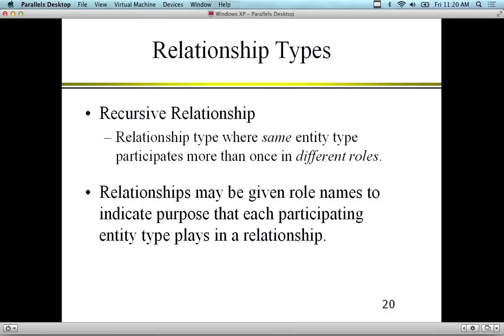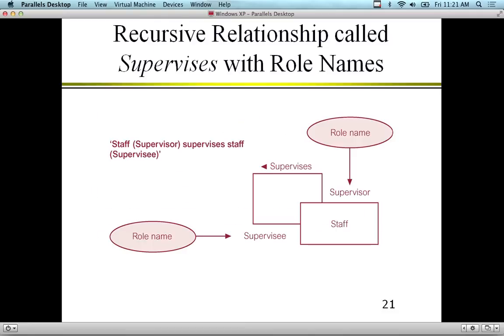So relationships may be given role names to indicate the purpose that each participating entity plays in the relationship. So here we go. There's a recursive relationship called Supervises with role names. We have staff, and here are 2 role names: one is Supervisor and the other is Supervisee. The supervisor is a staff person, and the staff person supervises other staff people. And it looks like 2 boxes.